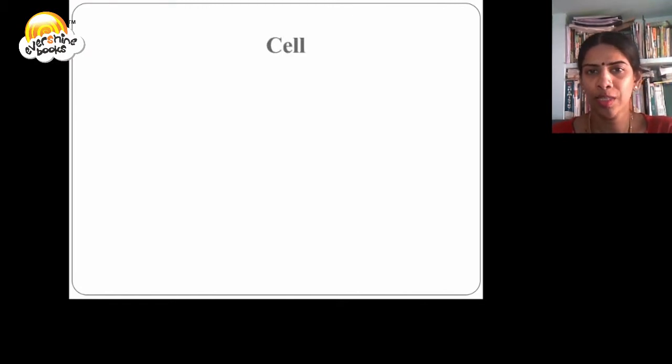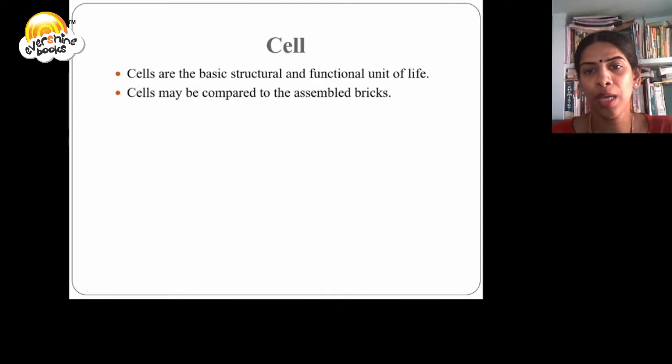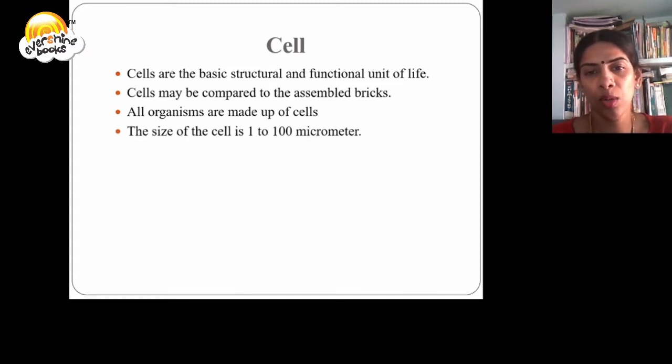What is the meaning of cell? Cells are the basic structural and functional unit of life. They may be compared to assembled bricks. All organisms are made up of cells. The size of the cell varies from 1 to 100 micrometer.